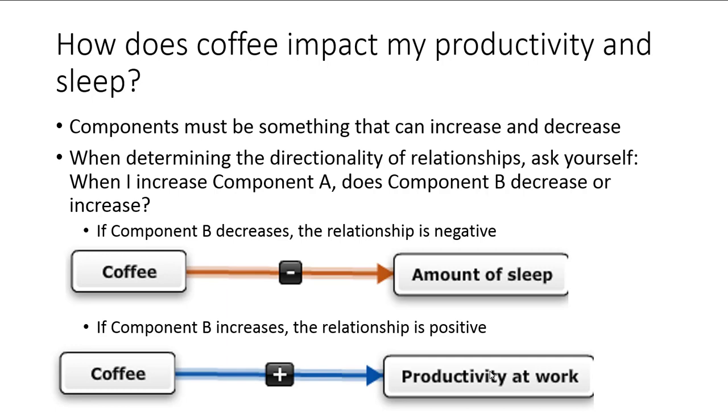And when trying to figure out the directionality and whether it's positive or negative between those components, think when component 1 increases, does it decrease or increase component number 2? And is it a small, medium, or large amount? And you can put that on the slider.